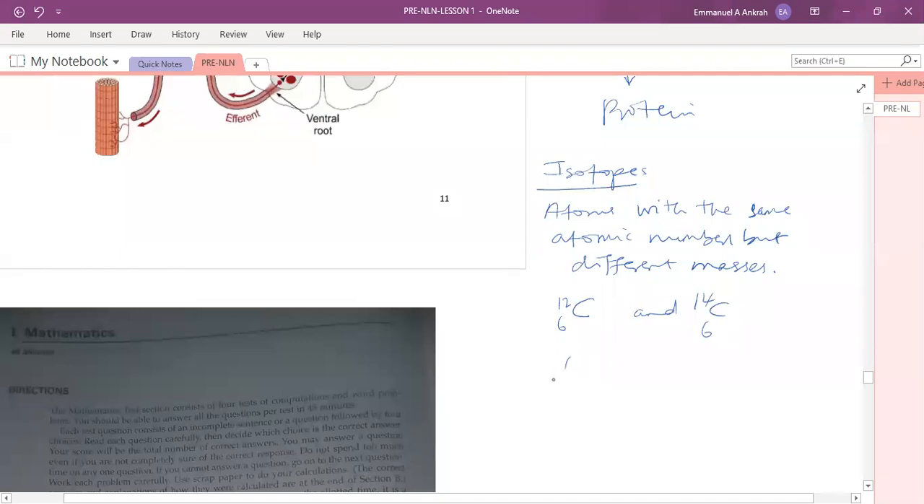Another example, oxygen. Oxygen's atomic number is 8. One weighs 16. And there's another oxygen, atomic number 8, but it weighs 18. So these are isotopes of each other. Same atomic numbers, but different masses. But remember, we also said that the atomic number is the same as protons. So we can also say atoms with the same protons. And if they differ in mass, it means they differ in the number of neutrons, right? Different masses means a different number of neutrons.